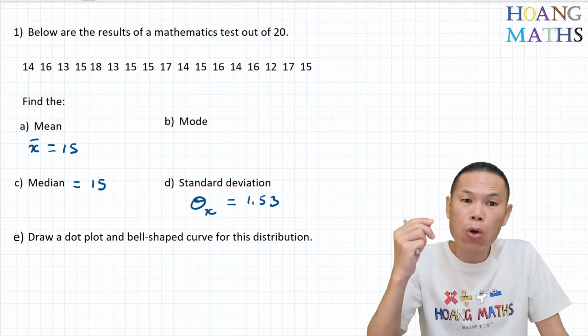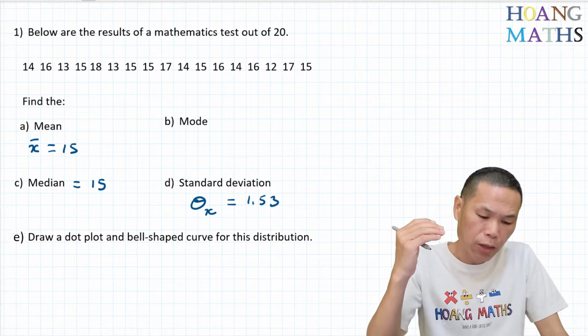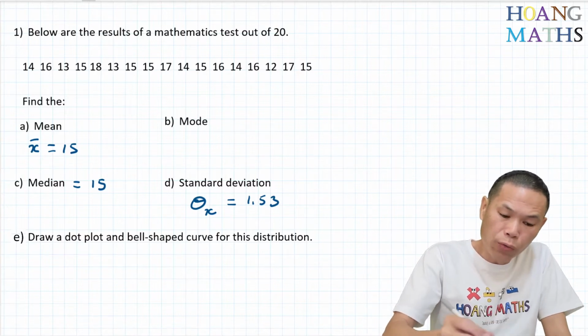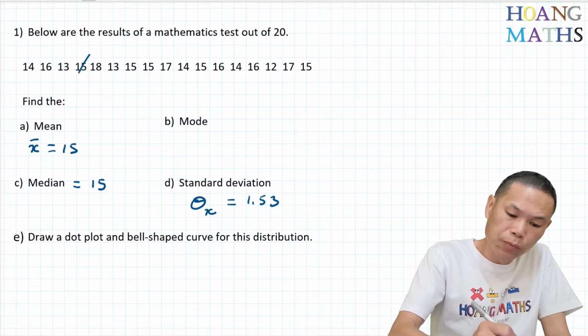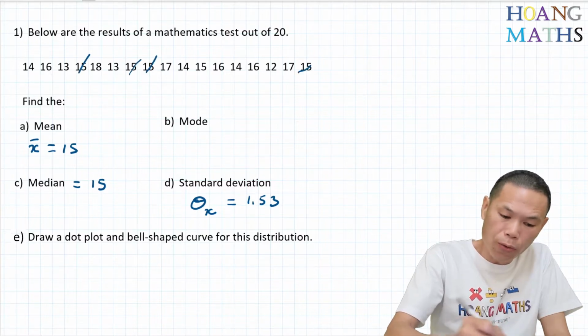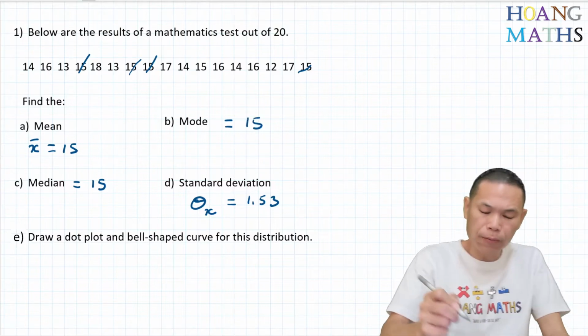Now mode is the most frequent, so the score that comes out a lot, if you like. So if you look at this, the most frequent number is, let's have a look, it's 15. 1, 2, 3, 4. That's most frequent. So mode is 15.